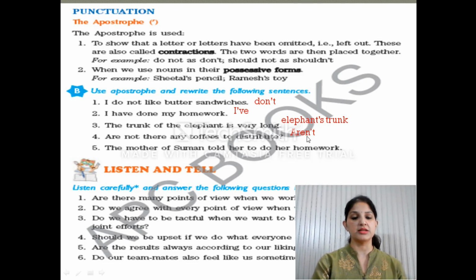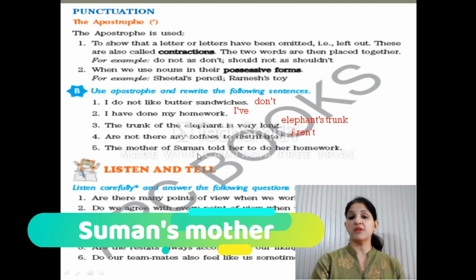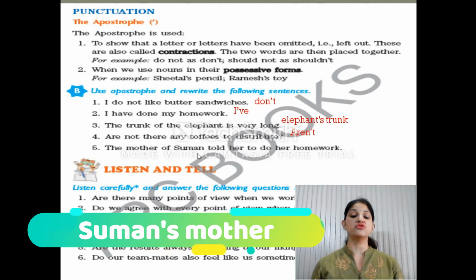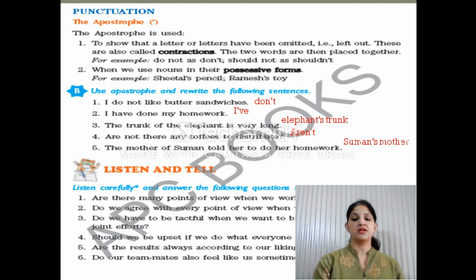So aren't. The mother of Suman told her to do her homework. Here we are talking about whom? We are talking about Suman's mother. So we will shorten this sentence by writing Suman's mother told her to do her work. Okay, like this. So I hope you got it.